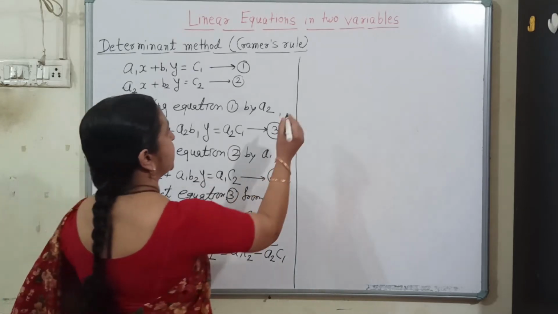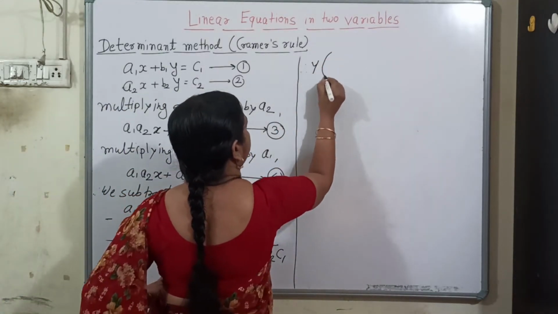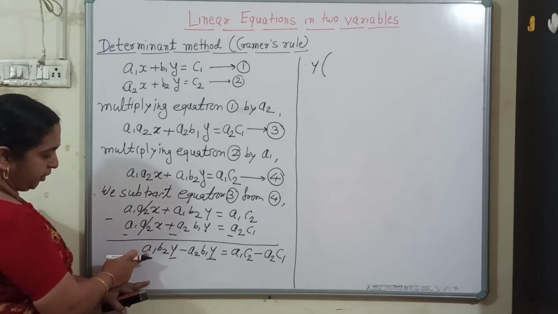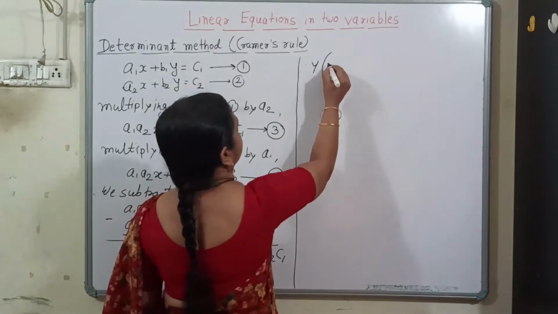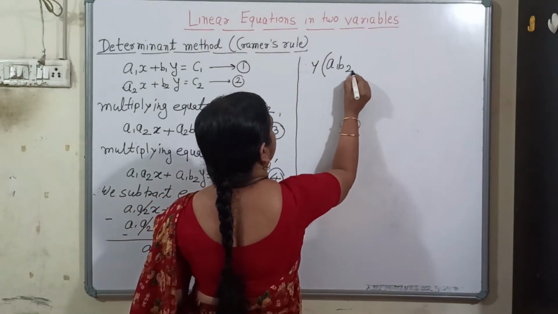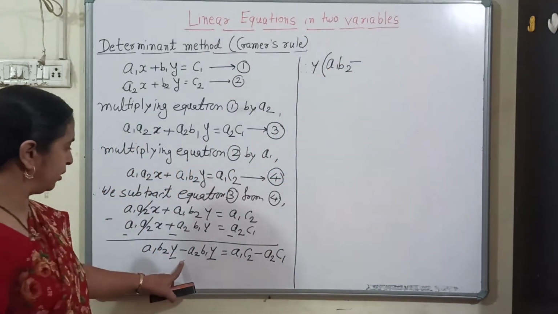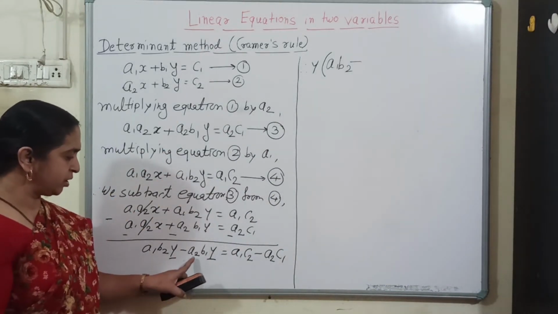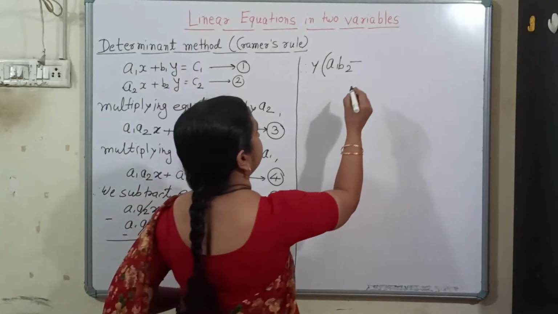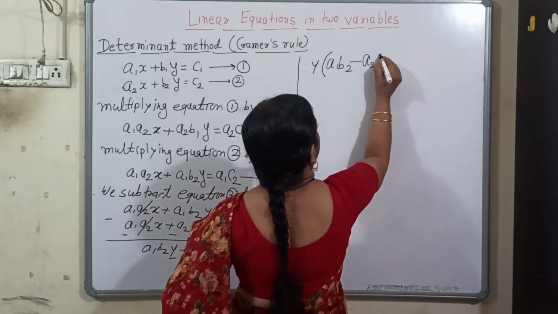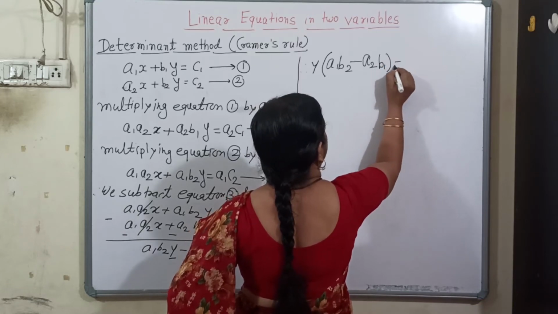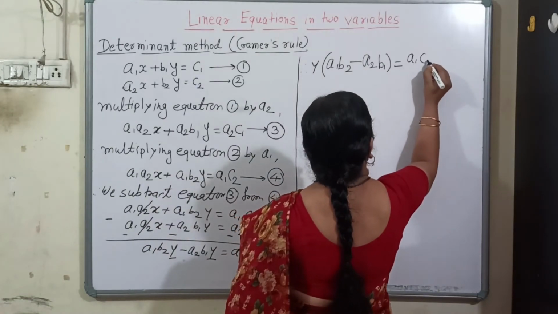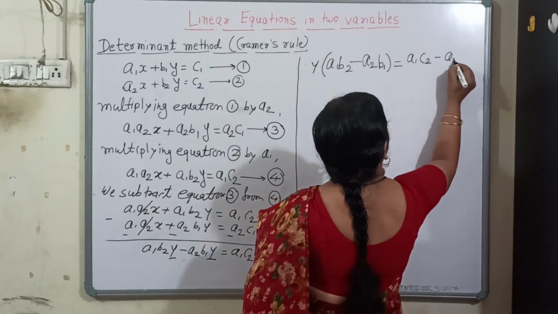We take y outside the bracket and therefore we have y into bracket. From this first term the remaining factor is a1 b2, minus sign. y is written outside the bracket, therefore the remaining factor is a2 b1, is equal to. This term we write as it is, means a1 c2 minus a2 c1.